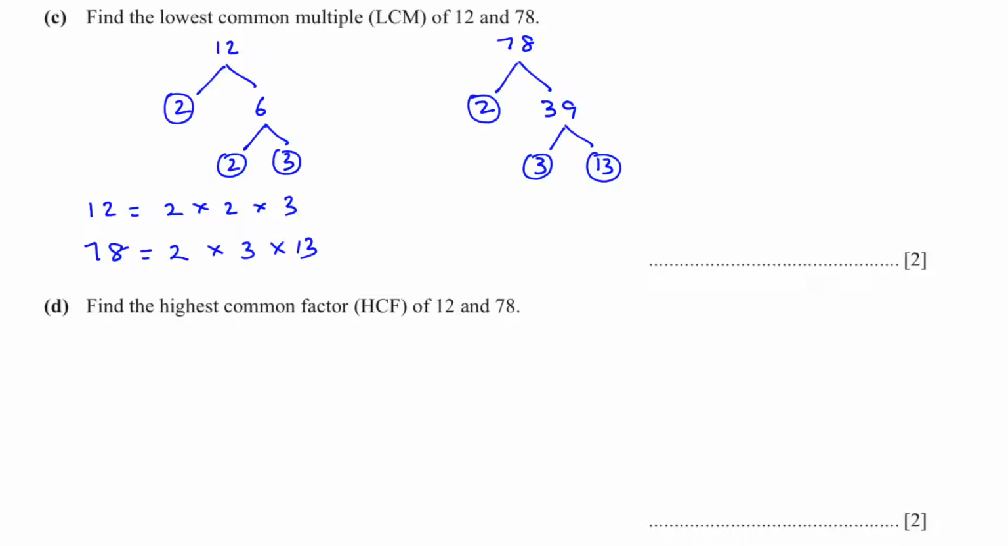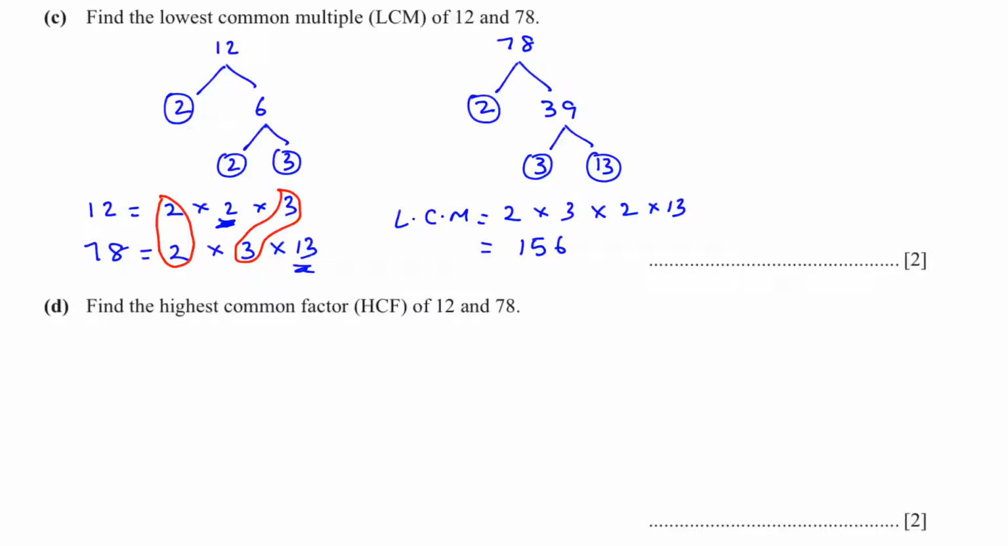If you want to find the lowest common multiple, circle the common numbers. So you have 2 and 3, which are common. They will be written once, so 2 times 3. Then the other 2 and 13, write them down. Multiply this and we will get 156. That is the least common multiple, or lowest common multiple.